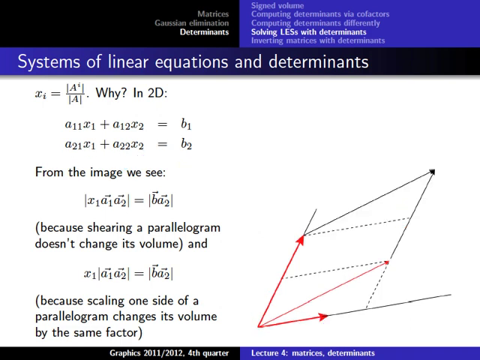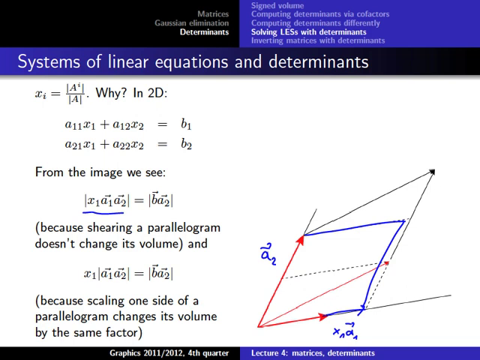Now if you remember that in 2D the determinant was defined as the signed volume of a parallelogram defined by two base vectors, then if we look at, for example, the parallelogram that is defined by this vector A2 and this vector here, which is x1 a1, so this parallelogram here, that is what we have on the left side, the determinant of this matrix. That is the signed volume of this parallelogram.